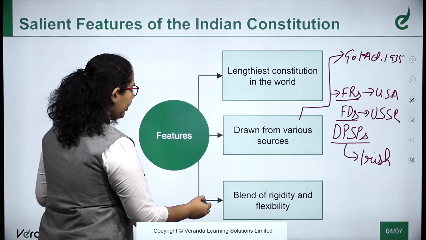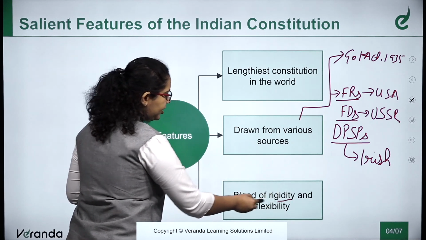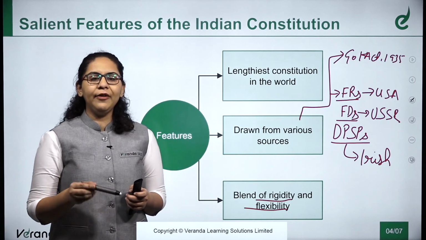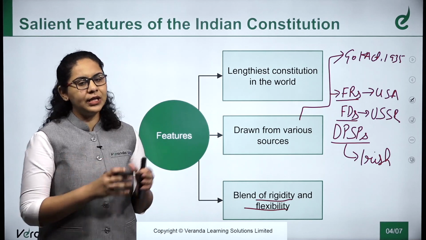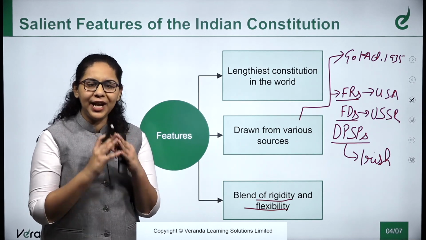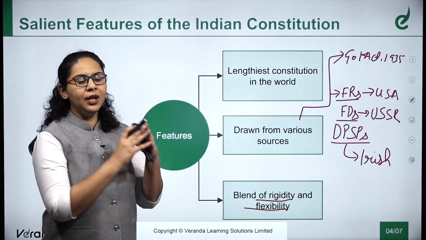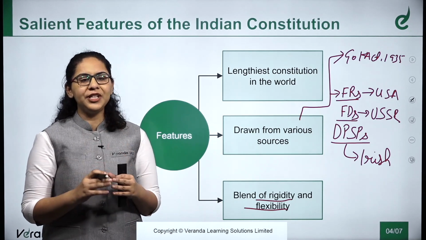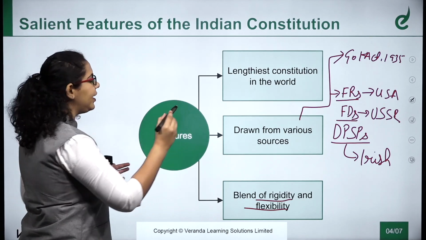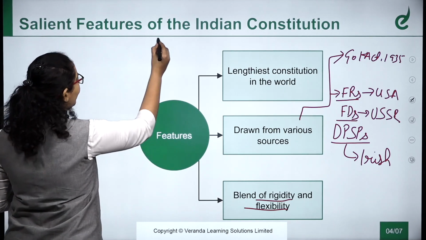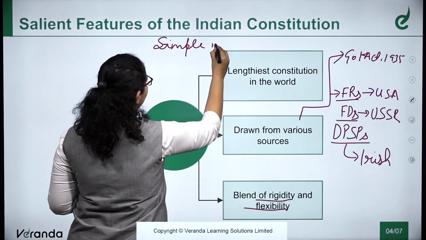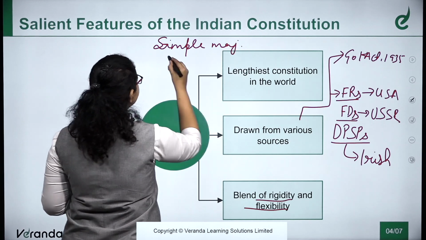Next, Indian Constitution is a blend of rigidity and flexibility. What does it mean? Basically, we have two types of constitution, either rigid or flexible. But in India, we have a blend of the two. Indian Constitution provides for amendment in various ways. We can amend Indian Constitution with simple majority as well as with special majority.